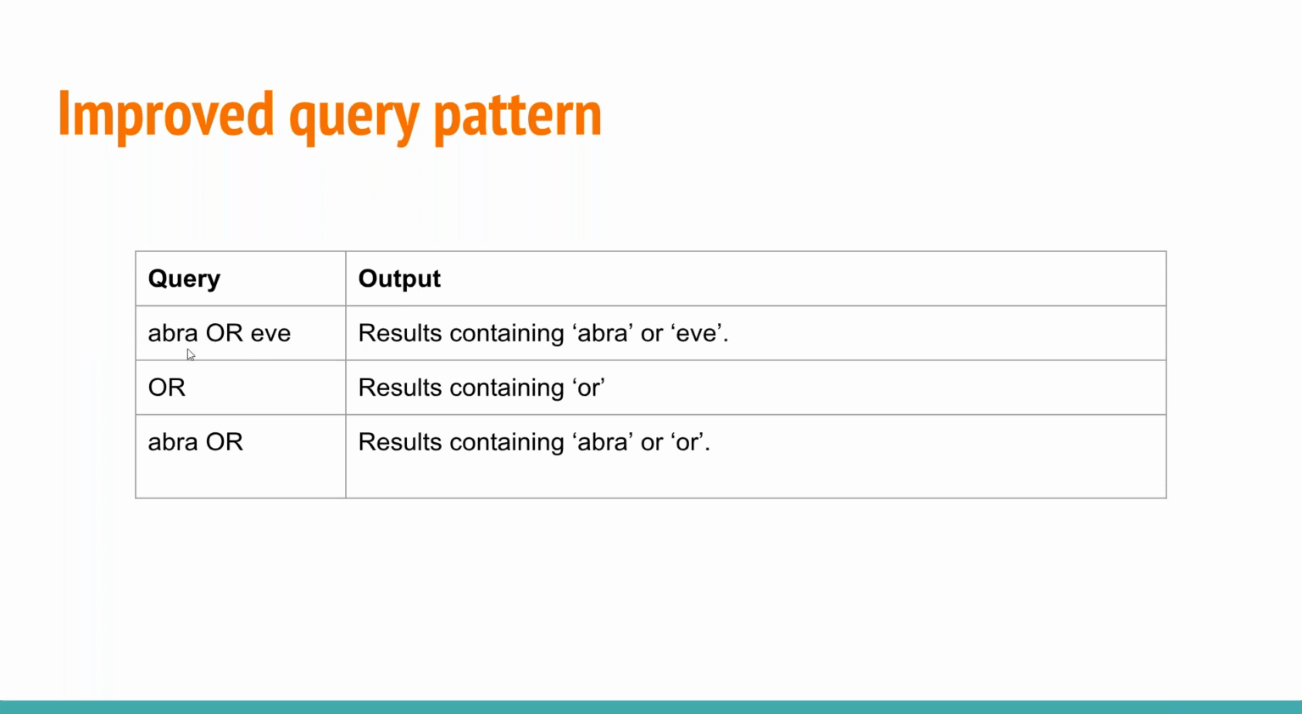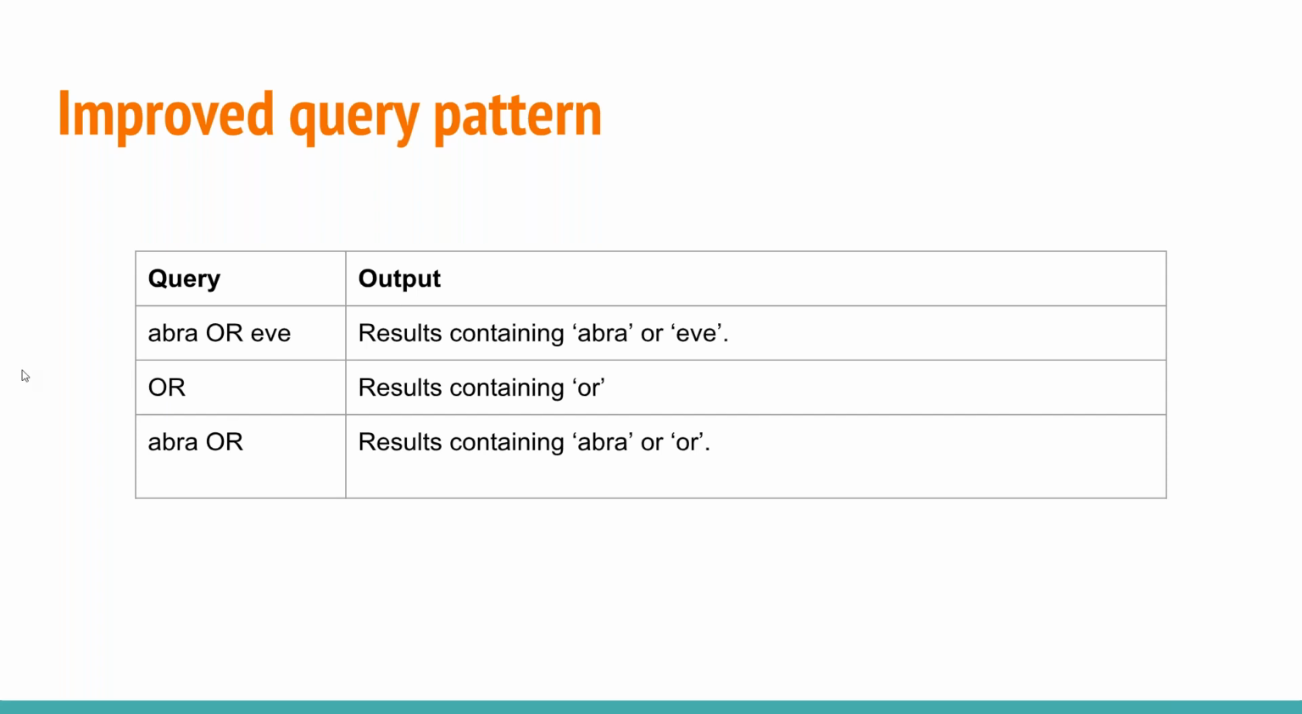So currently, if you want to search for a gene with the symbol Abra or Eve, you can do this query, and it works in the current implementation as well. But if you are searching for O, it gets confused. It's not a valid Boolean syntax, so it does not return anything.